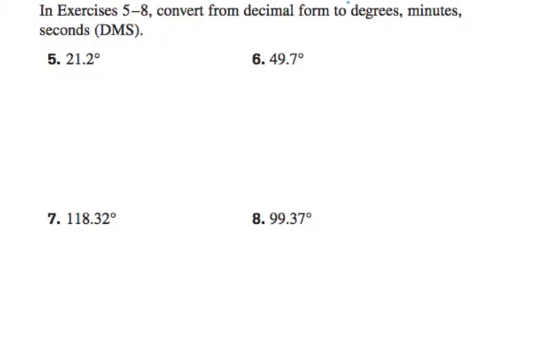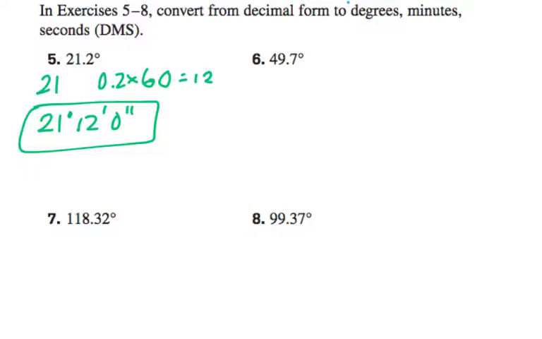Alright. The next one we want to convert from decimal form to degrees. Okay, so now we're going to go back. So that means that I need to take 0.2 and multiply it by 60, and that's going to get me my minutes in whatever the whole number is going to give me. And apparently that's 12, and so since there's no other decimal, there's going to be 0 seconds. So that means it's 21 degrees, 12 minutes, and technically 0 seconds.